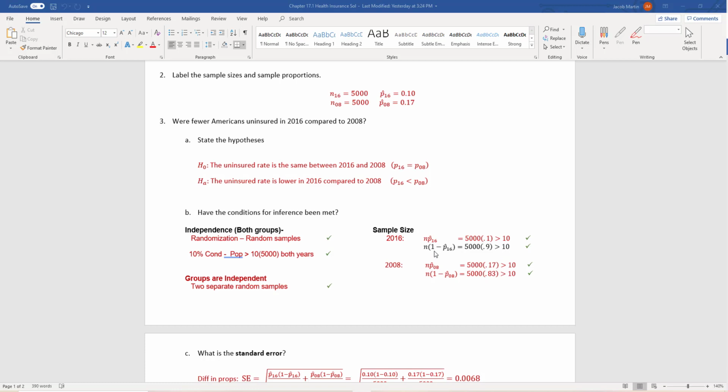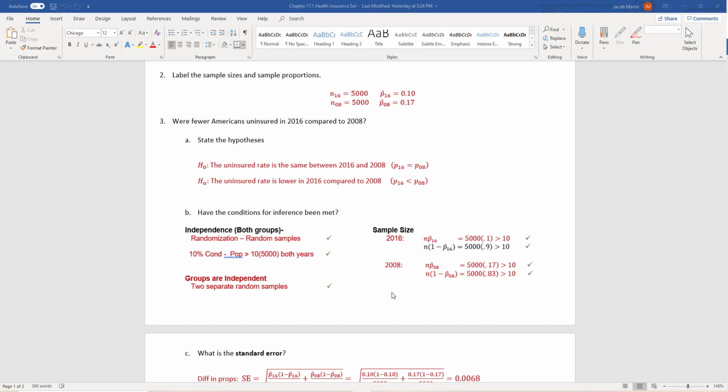The number of people who do have health insurance, because our number of failures in this case is going to be the people who do have health insurance. Since the question is asking about uninsured people, an uninsured person is a success, an insured person is a failure. Generally, it's a little bit backwards, even though you probably don't want to think about people as successes and failures to begin with. But we'll take our sample size, multiply it by the proportion of people who had health insurance. If 10% of people were uninsured, 90% of people have insurance. 5,000 times 0.9 is 4,500. That's greater than 10. So in 2016, our sample size was large enough.